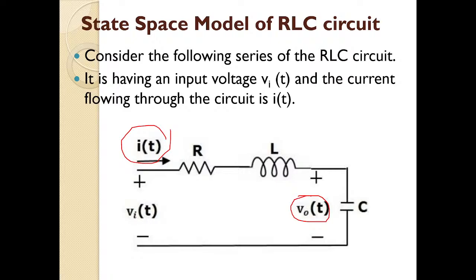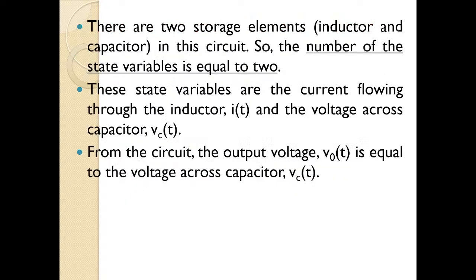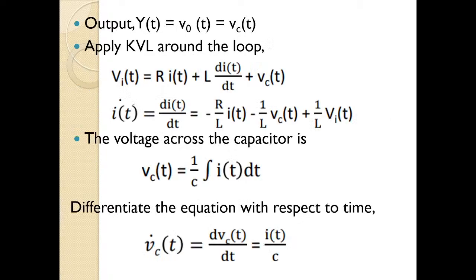What is our output here? Output is V naught of t. V naught of t is nothing but Vc of t, the voltage across the capacitor. So you can write Vc of t or V naught of t. What is the output notation in state space analysis? Y of t is the output notation. So Y of t is equal to V naught of t, which is equal to Vc of t.